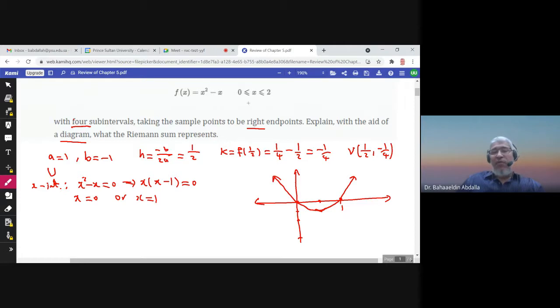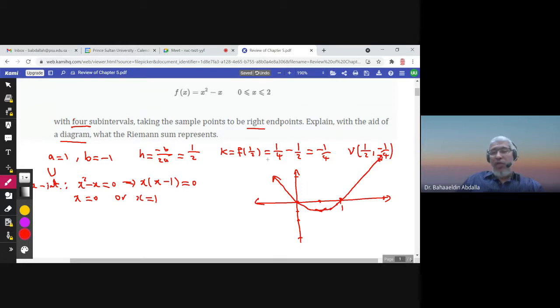Well, he needs the graph from 0 to 2. If we replace x by 2, this is 4 minus 2, which is 2. So at 2, the graph will be equal to 2. 2 would be somewhere here, if we take the same unit of measure. If this is 1, this is 2, it would be here. So this is the parabola. It will go like this.